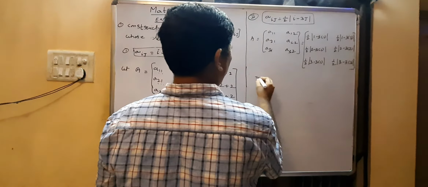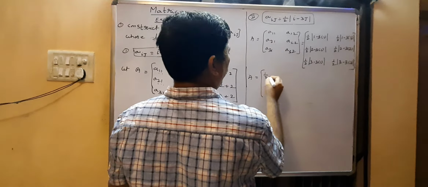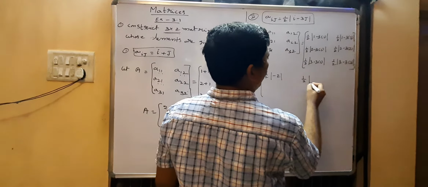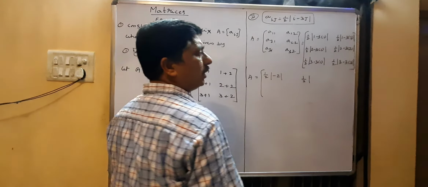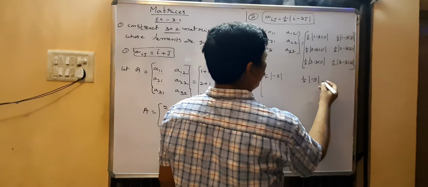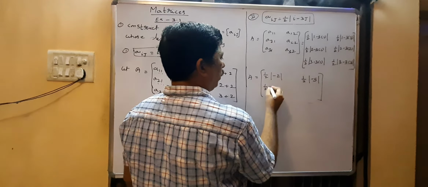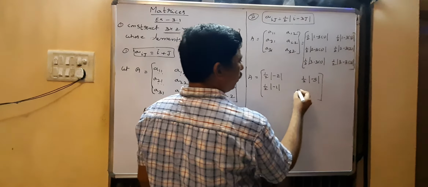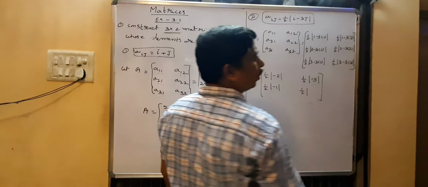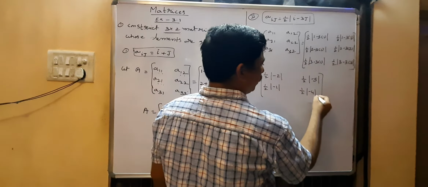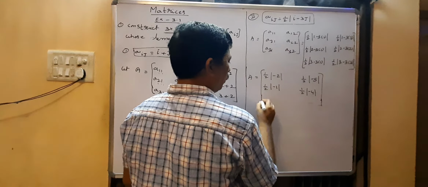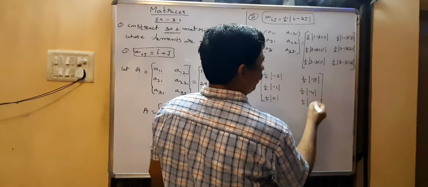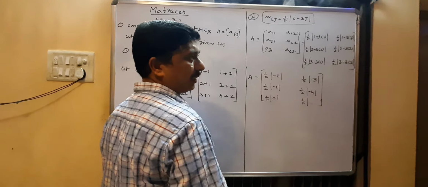So that equals 1 by 2 into mod of 1 minus 3, which is modulus of minus 2. 1 by 2 into mod of 1 minus 3 into 2, that is 6, 1 minus 6 is minus 5. 1 by 2 into 2 minus 3 into 1, 3 into 1 is 3, 2 minus 3 is minus 1. 1 by 2 into 2 minus 3 into 2 is 6, 2 minus 6 is minus 4, modulus of minus 4. 1 by 2 into 3 minus 3 is 0. 1 by 2 into 3 minus 3 into 2, 6, 3 minus 6 is minus 3.